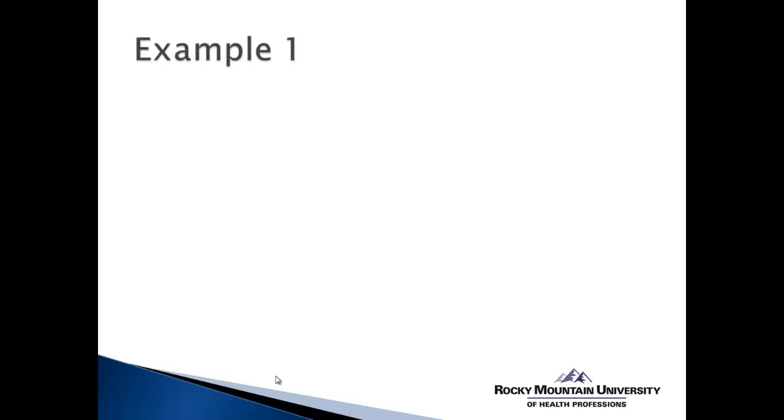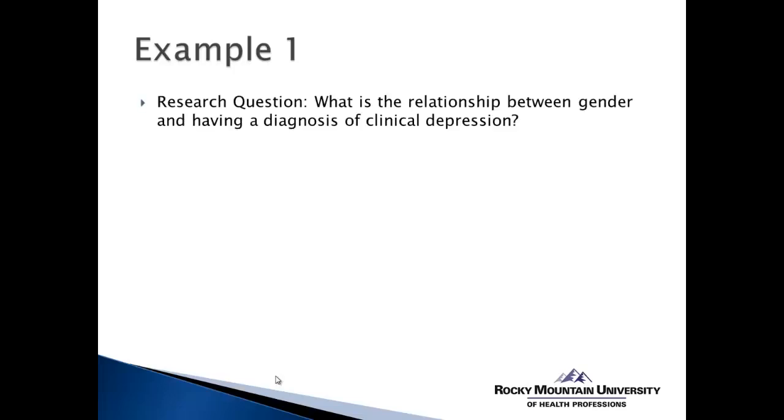Now let's go through some examples of this process so you can see how this works, incorporating our different steps. So our first example, our research question is, what is the relationship between gender and having a diagnosis of clinical depression? So we see the word relationship there. So that should be a rather easy clue for you. This is probably a correlational research question. Okay, so that's one of the first criteria that we have.